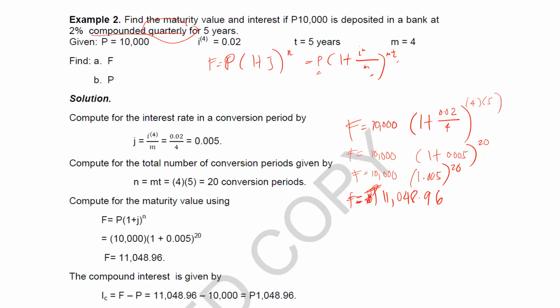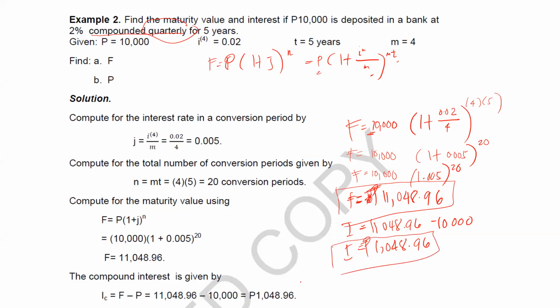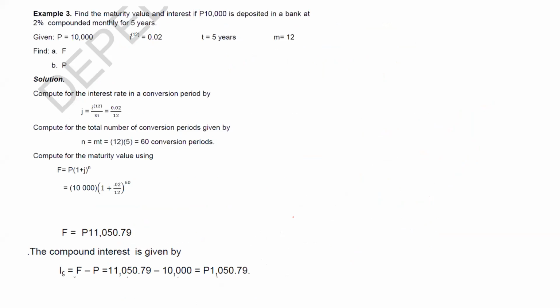So the future value is 11,048.96 pesos. Now, for the interest. From 10,000, what you deposited became 11,000 plus. So you just subtract. 11,048.96 minus 10,000. Your interest there is 1,048.96 pesos. This is the future value. This is the interest.